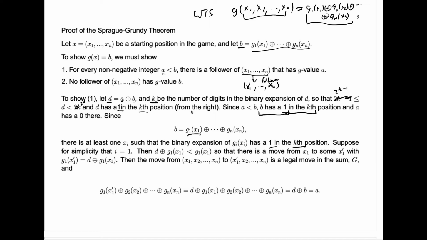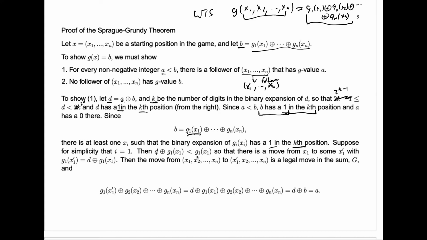All the arguments would be the same if we did everything in position 2 or position 3 or any other fixed position. So if we assume that there's a 1 in that kth position in g1 of x1, then if we take the nim sum of D with g1 of x1, I claim that's going to be less than g1 of x1. Why? Because the 1, which is the lead 1 in the binary expansion of D, will cancel out with the 1 in the kth position of g1 of x1, because they both have 1s in that same position, and the way the nim sum works is that will turn that to a 0 in that position. So that number will be smaller than g1 of x1 was to begin with.